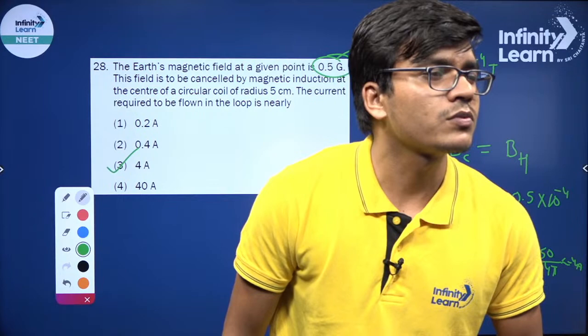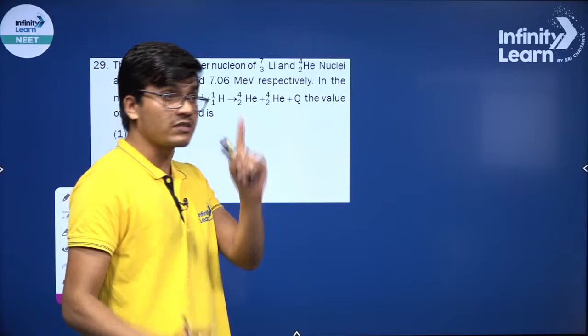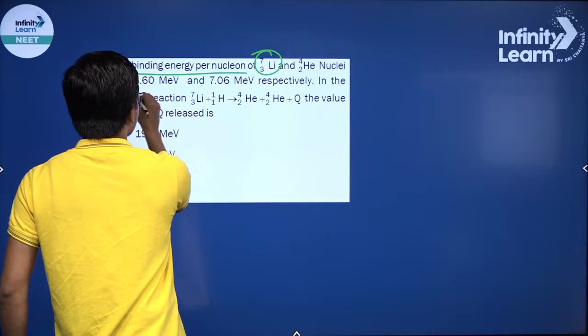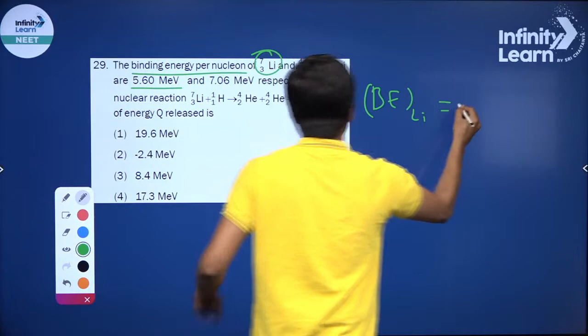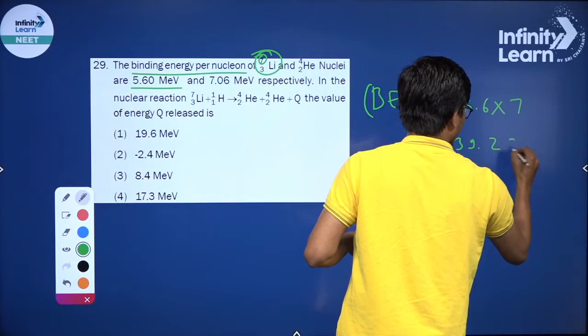All right. Question number 29. This is a question from nuclear physics. Very simple question, but you need to focus on this in the exam also. The binding energy per nucleon is given, not the binding energy. So for lithium, you have this much binding energy per nucleon. So binding energy for lithium will be binding energy per nucleon multiplied by number of nucleons. There are 7 in lithium. So this is 2 and this will be 39.2 mega electron volt.